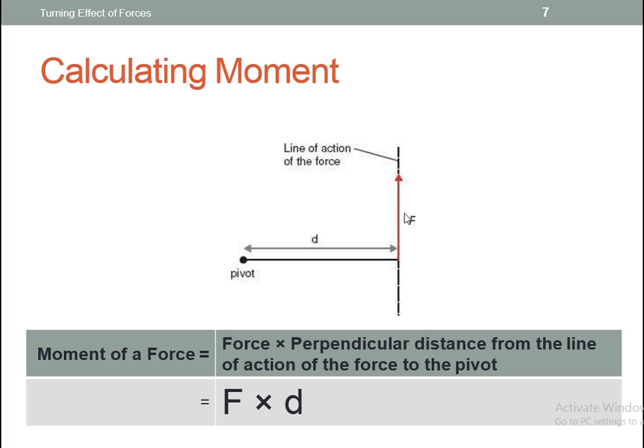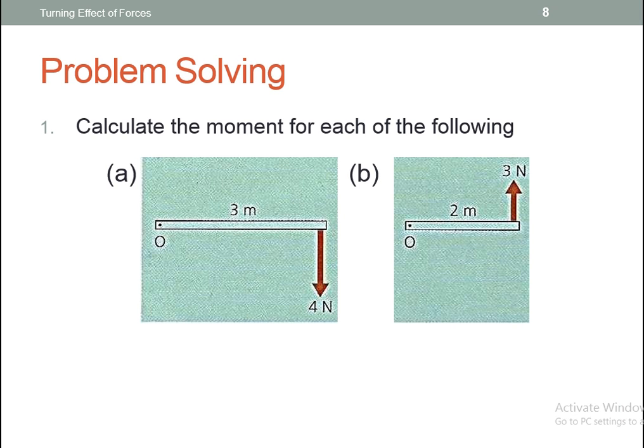So moment will be equal to the force multiplied by the perpendicular distance between the pivot point, or center axis of rotation, and the line of action of the force. Moment is the cross product of the force and the distance between the line of action of the force and the axis of rotation or pivot point. Here are some simple examples.